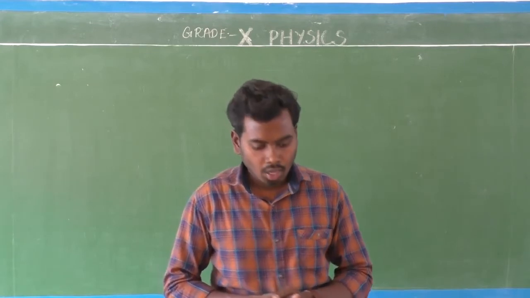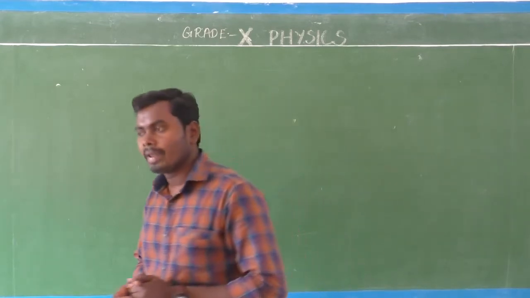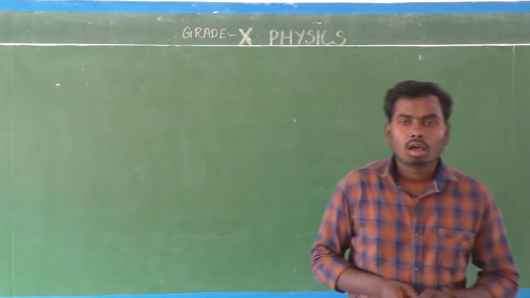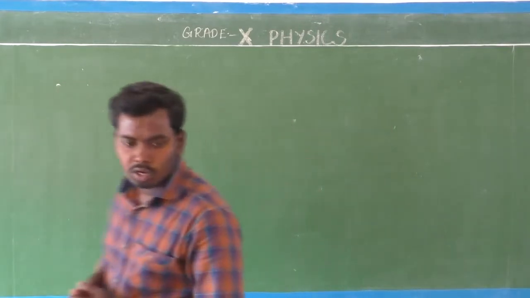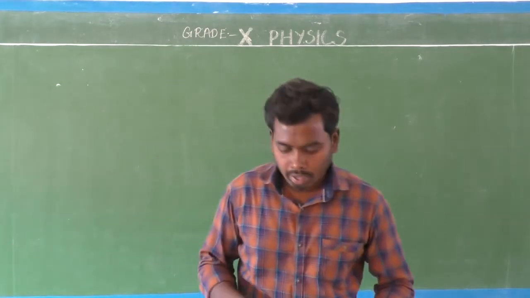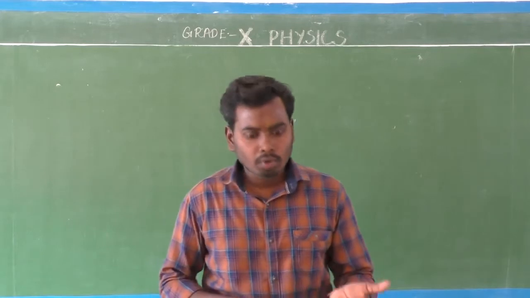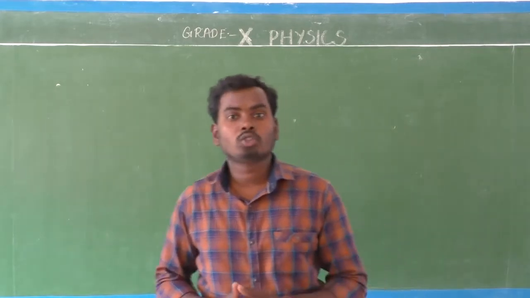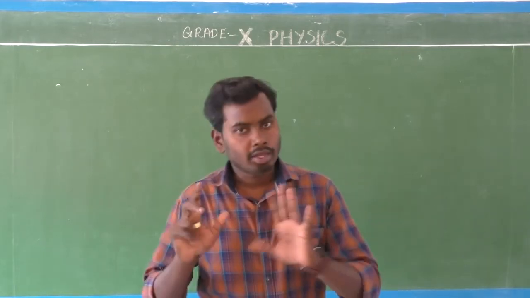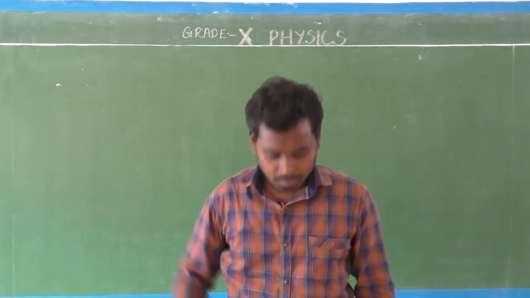All these numericals are based on Snell's law, relative refractive index, then absolute refractive index. So we will see them one by one. Along with that, I have given some board question papers also, previous board question papers. Actually, it will be very helpful for you. Utilize that. So we will see one by one.